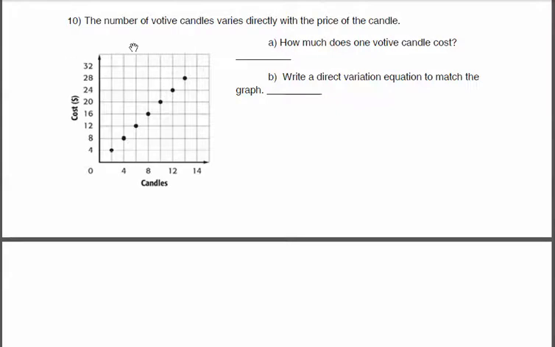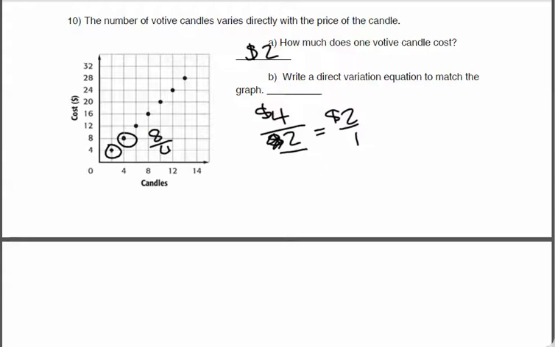Okay, this is the last one I have for you. Let's look at the votive candles and their cost. If I buy this amount of candles, it costs me $4. And it's directly in between 0 and 4, which is 2. $4 for 2 candles. So if we divide, we get $2 per candle. So 1 candle costs $2. If we look at this one, it's $8 for 4. So again, that's $2 per candle. So the equation is y equals 2x, and it's $2 per candle.